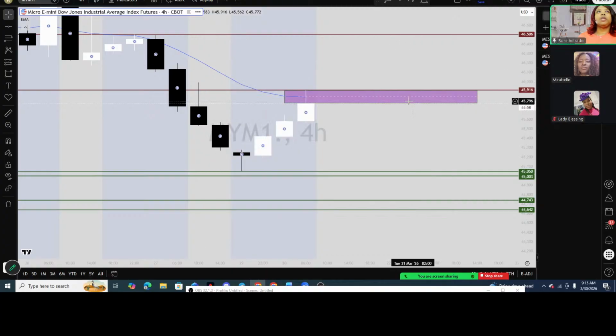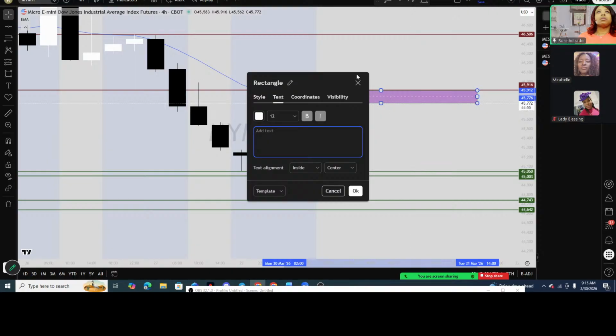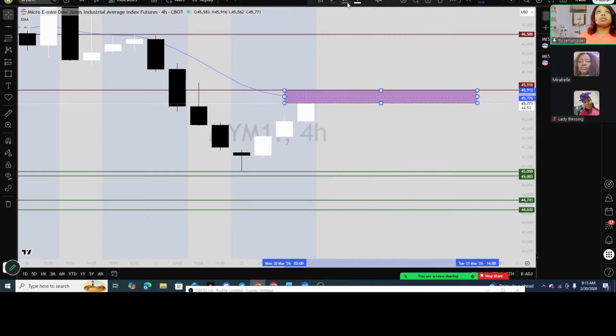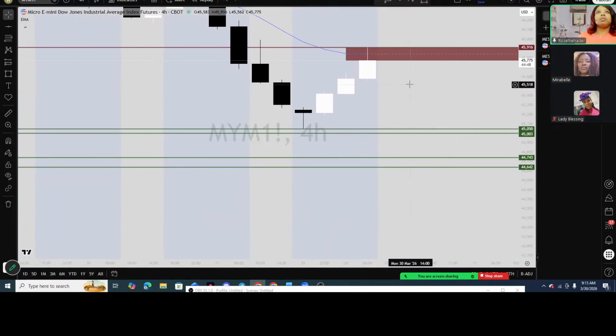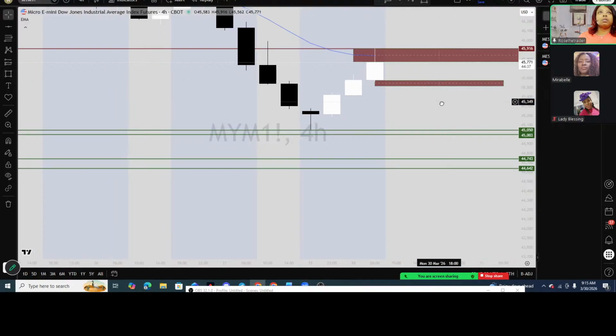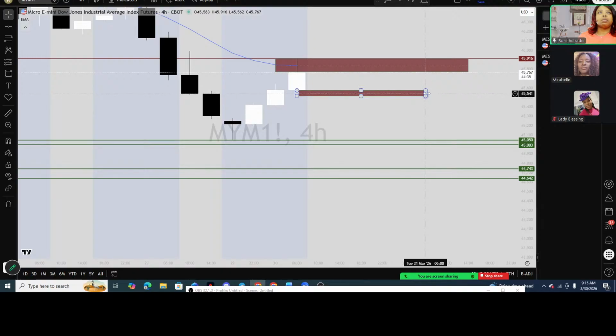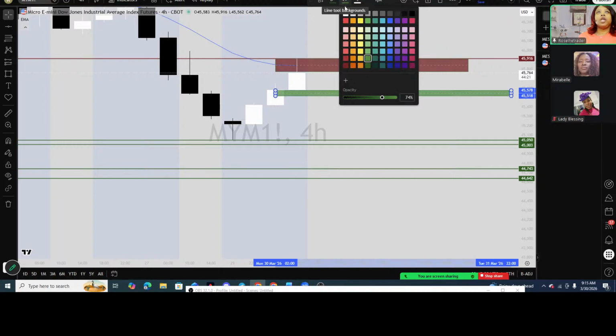I'm trying to make this thing red. Okay, that's our area of resistance on the 4 hour. This is our area of demand on the 4 hour, which is very small. We make that green, heavy green.